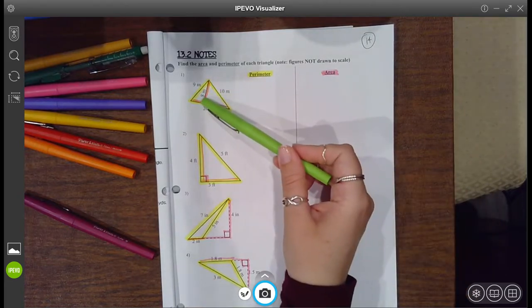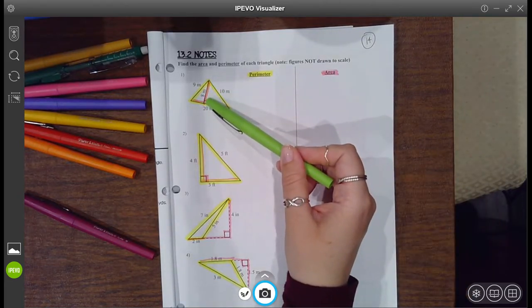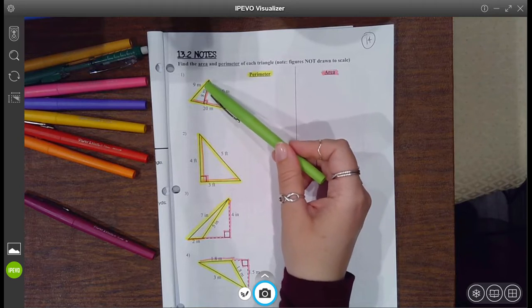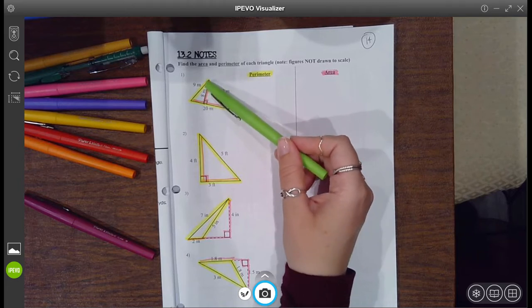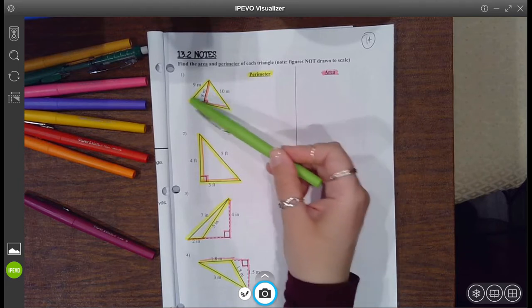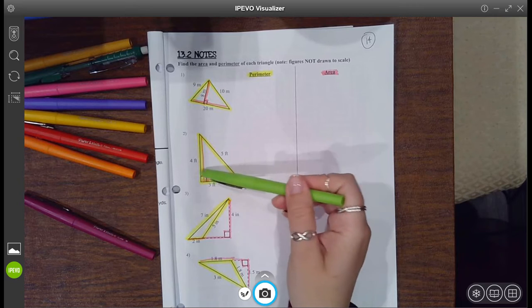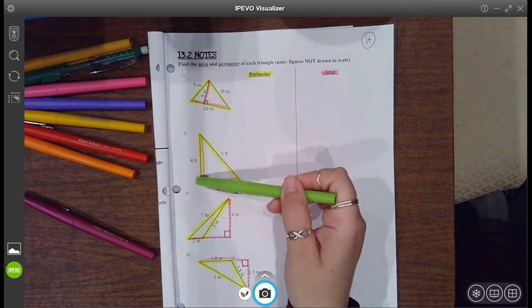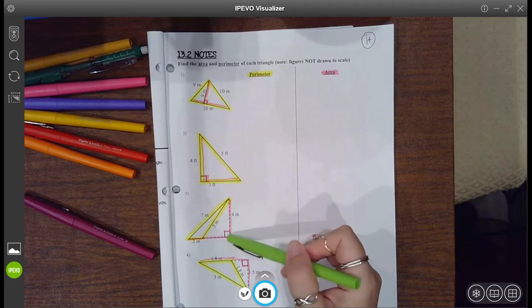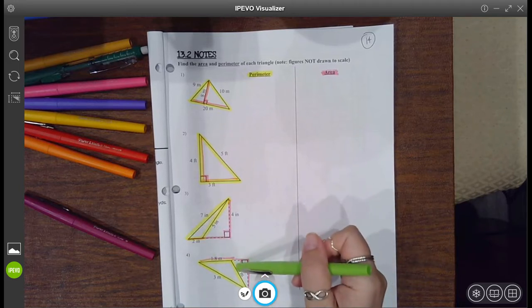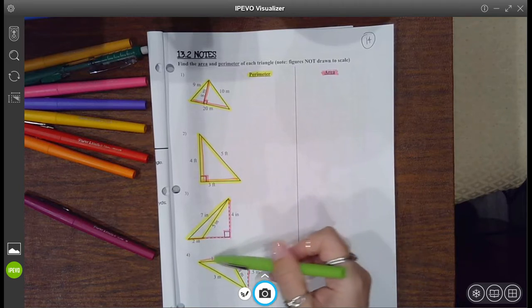Look for that little right angle, because you need the base, and the height always comes down at a right angle and connects itself to the base. So I look for the right angle, that's my height, and it connects to this line. There's your base, there's your height. Here's the right angle, so this is your height, this is your base. Same here, and here.